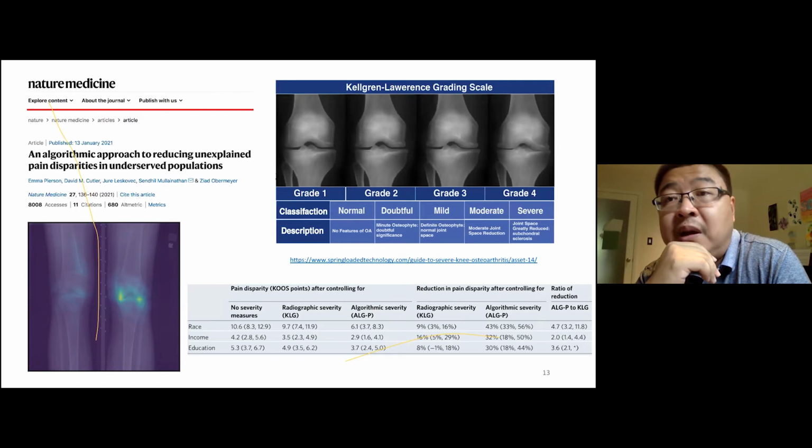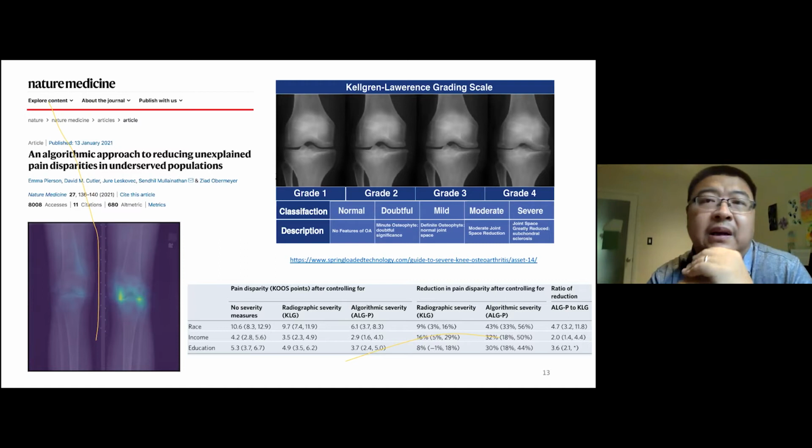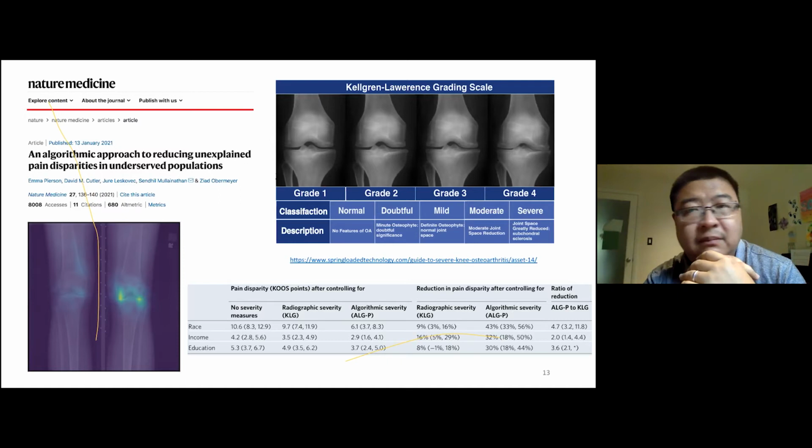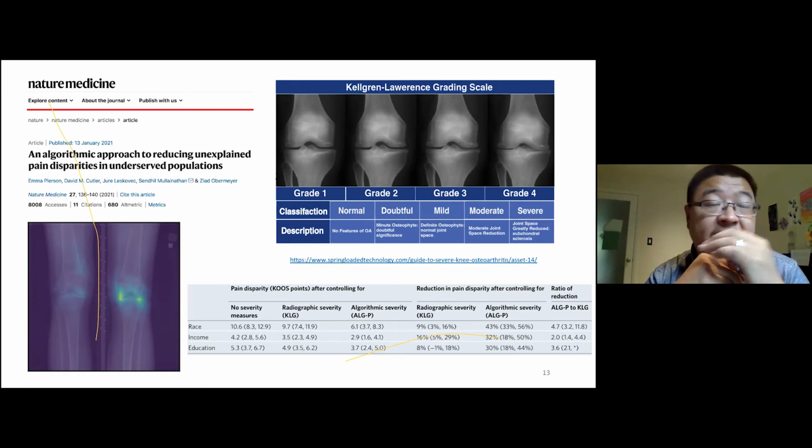They built a regression model incorporating factors that can lead to disparities, like race, income, and education. And they found that even after adjusting for these clinician-given grading scores, you still observe a large algorithmic disparity, measured by the contribution. In this case, it's the coefficient on race, income, and education in the linear regression model.